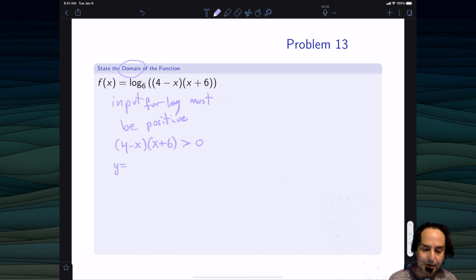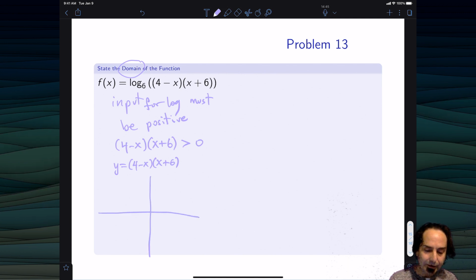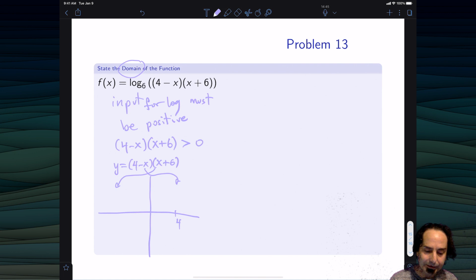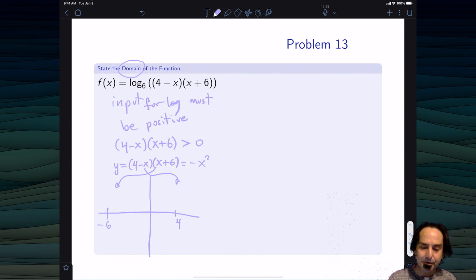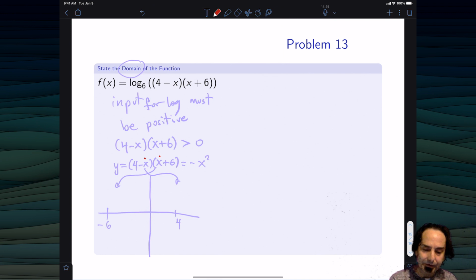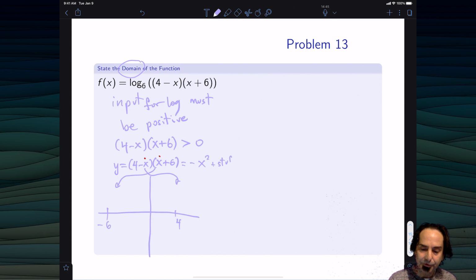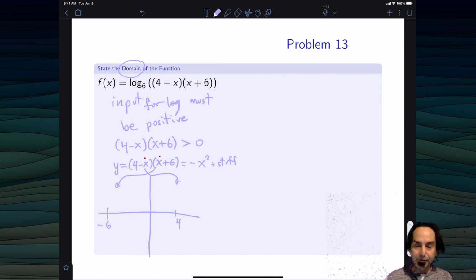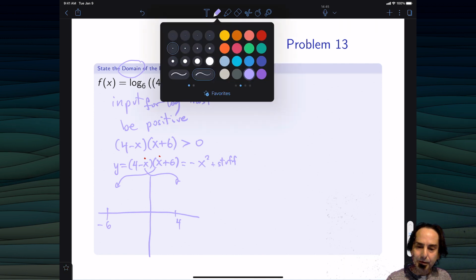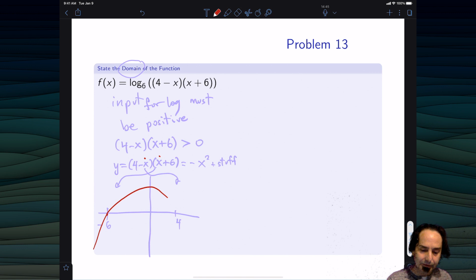If you think about 4 minus x times x plus 6, that's a parabola, and it crosses the x-axis at 4, you can see that, and at negative 6. And you can see that if you multiply it out, you're going to get a negative x squared. Where's that from? That's from the negative x times the x. And then there's going to be other stuff. Let's call it stuff. But the negative x squared dominates, so it's going to open downwards. That red, that's nice. So it's going to actually look like this.